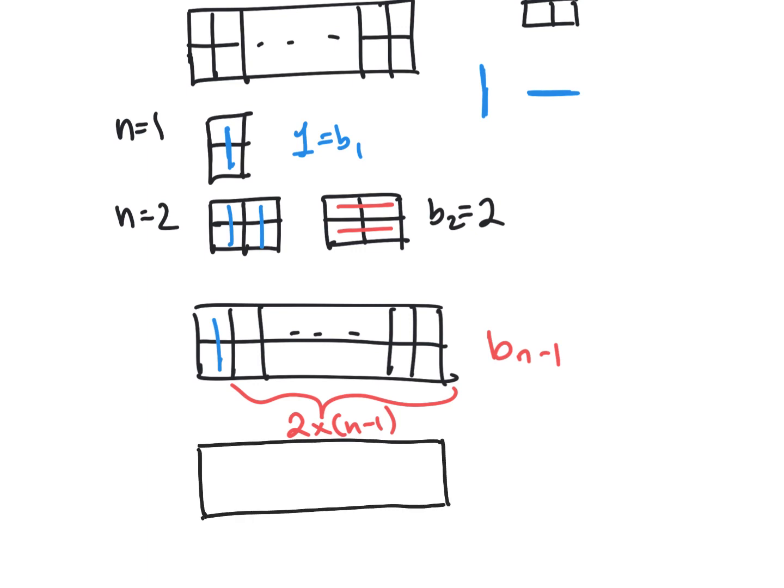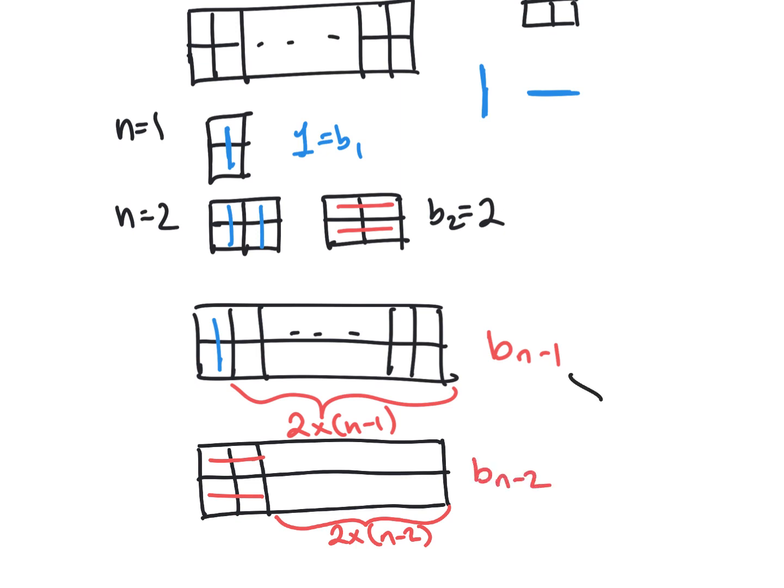But I didn't have to lie that first one vertically, right? I could have laid it horizontally, in which case what would happen? Well, I would have to fill in this other one horizontally below it, and then suddenly I have a 2 by n minus 2 board remaining, and I know how many ways to count that, right? That's going to be b n minus 2. And so since these are my only two options, I lie it either vertically or horizontally to start, this means that b n is b n minus 1 plus b n minus 2.